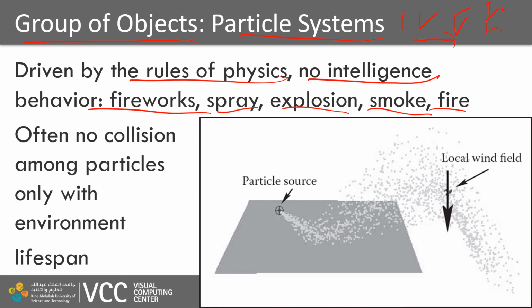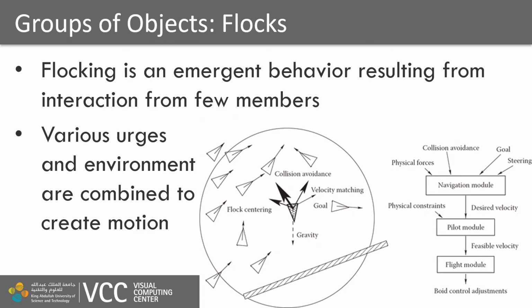So the difference to other groups of objects is that typically the particle systems are having many particles, thousands, hundreds of thousands of particles sometimes, and they do not have any intelligence. They are not analyzing their environment in order to know how to act in the next iteration, so to say. The next group of objects are the flocks, where we can talk about a certain level of intelligence.